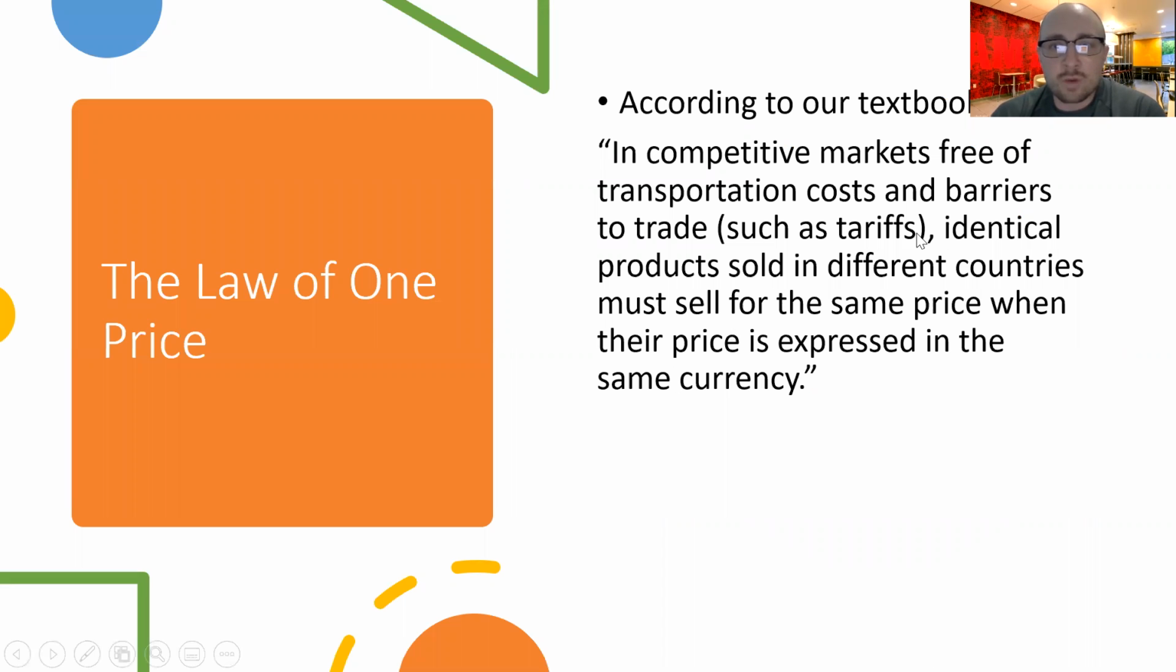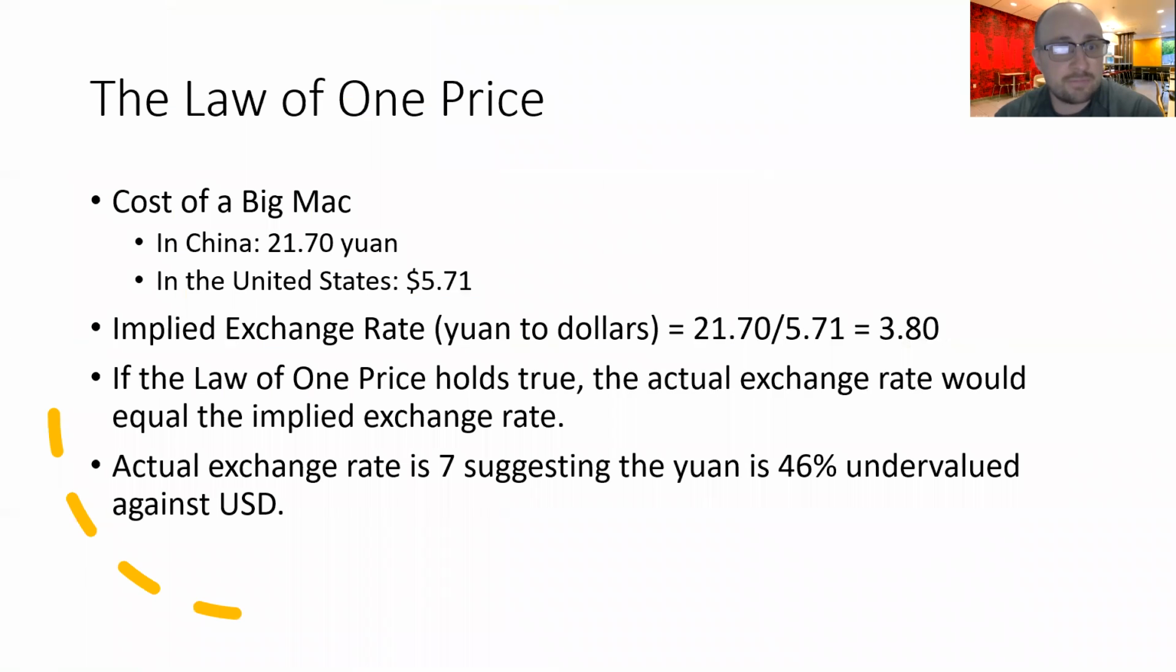So the law of one price. According to our textbook, the law of one price states that in competitive markets free of transportation costs and barriers to trade, such as tariffs, identical products sold in different countries must sell for the same price when their price is expressed in the same currency. So we could use this just looking at the Big Mac itself, right?